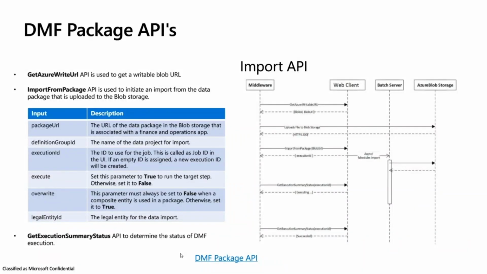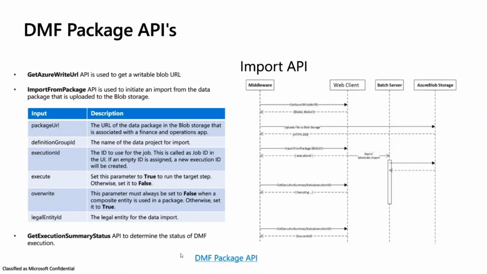It starts with calling the get Azure write URL API, which in turn gives you the blob ID and the URL where you need to upload your file. So you can use an HTTP connector to upload your package to that URL. Then you can use the import from package API to send the data to Dynamics.